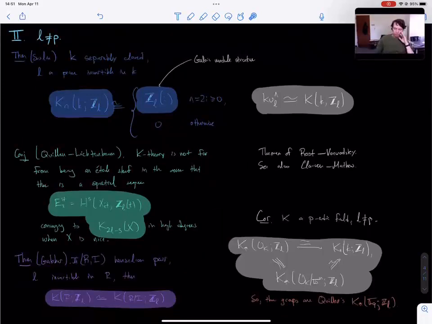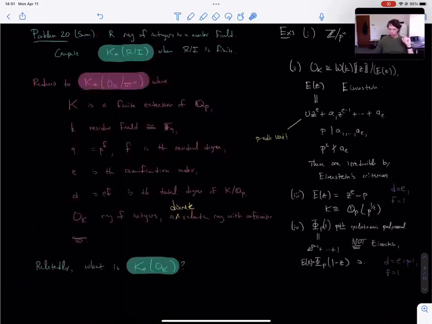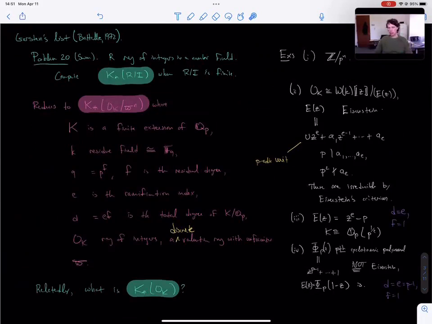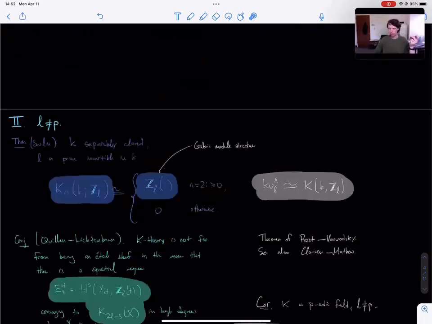Okay. Well, let me just run down very quickly the L not equal to P part of the story, which is going to let us reduce these calculations to Quillen's original computation. And so we'll see that there's no additional prime to P information when we're trying to compute the K theory of such a thing. So we won't have to worry about prime to P information.